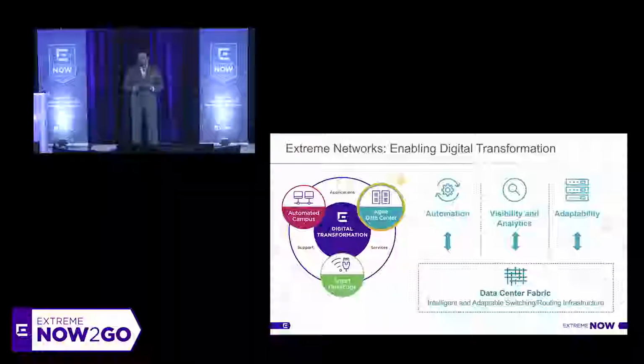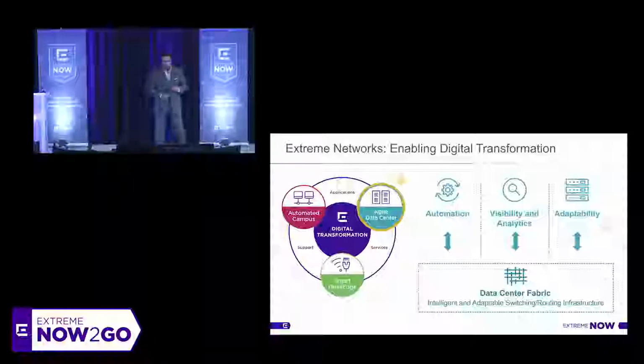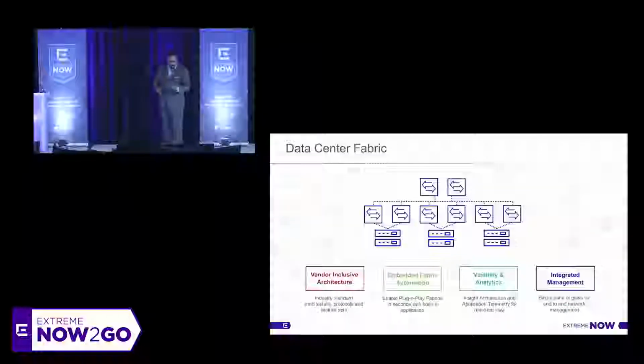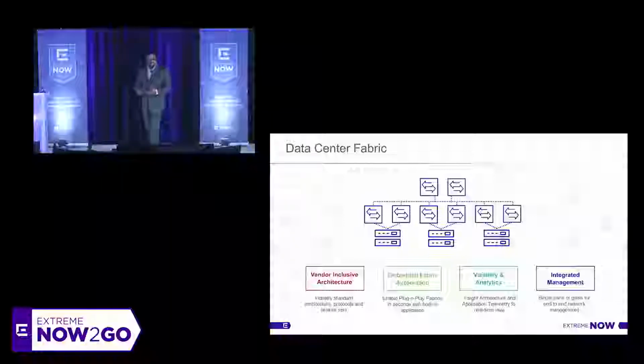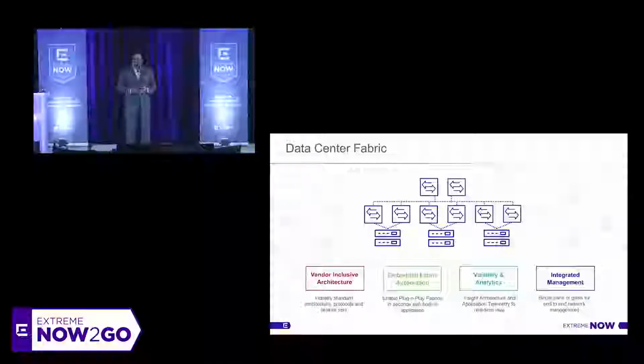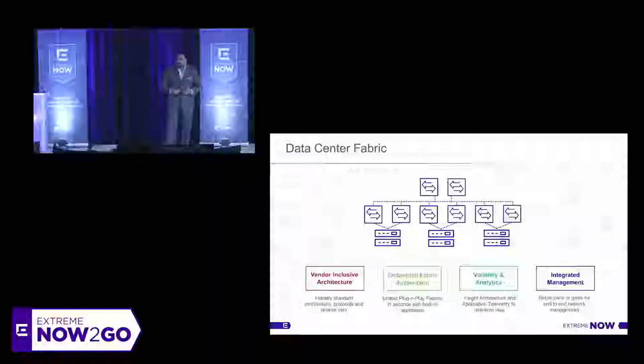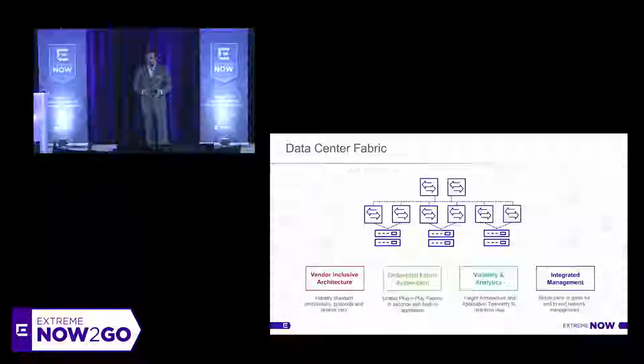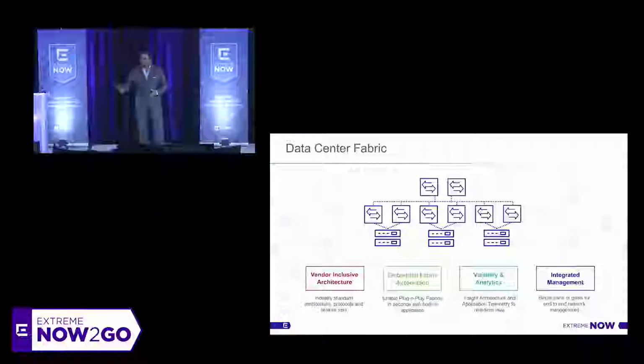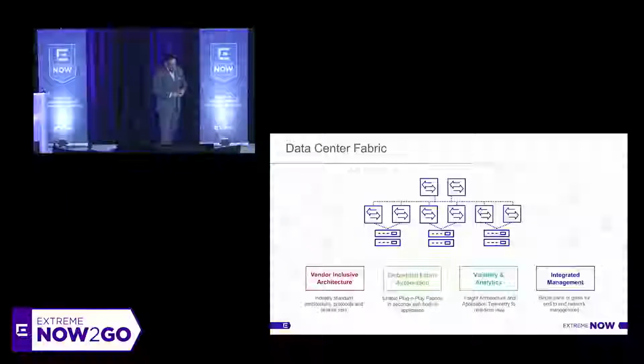But first I'm going to look at three areas of the data center and the value that Extreme brings in those areas. The first is the data center fabric. And there's a picture of that fabric. Typically when you look at a data center fabric, it's normally just one vendor. Well, we have vendor inclusive architecture, which means that there's no lock-in. You have a choice of choosing which vendor will participate as part of that fabric. In addition, we also have automation that's automatically built inside the fabric, meaning that you can implement this fabric day zero without going out to an external automation platform to get it up and going.